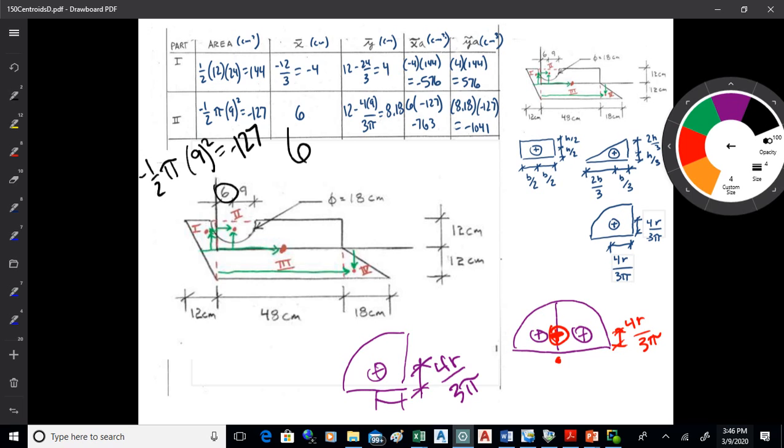It's a little confusing there, but the radius is 9. Okay, now we're doing the same sort of thing we did with the triangle. We're going to go up 12 from the x-axis to the edge, and then come back 4 times the radius of 9 divided by 3 pi, and that's 8.18. So that's the dimension from the x-axis up to that centroid. It's 8.18. That's in the y direction.